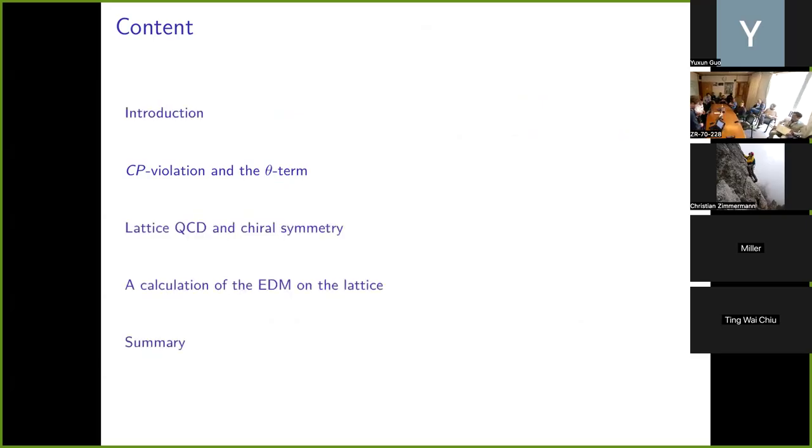Right, okay, so this is my outline. I have three parts in this talk. First, I will talk about CP violation and the theta-term in general. I will point out that chiral symmetry is important in this context, which is why I will discuss lattice QCD and chiral symmetry in a separate section of this talk. And the third part of this talk will be about our calculation regarding electric dipole moments on the lattice.